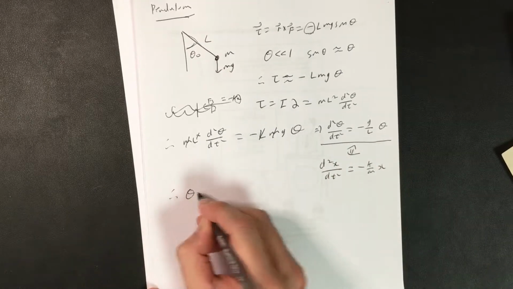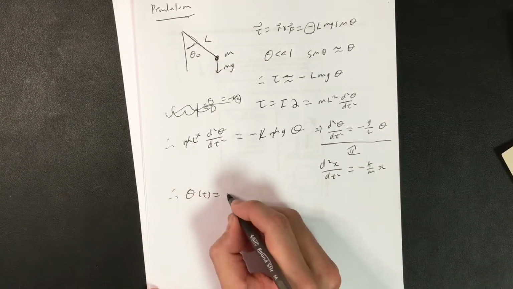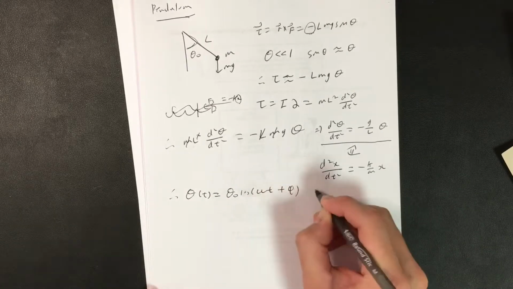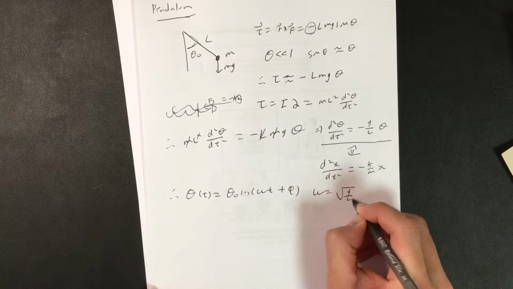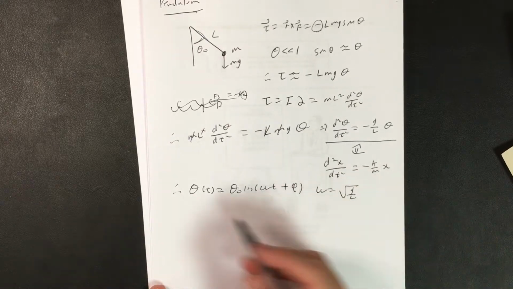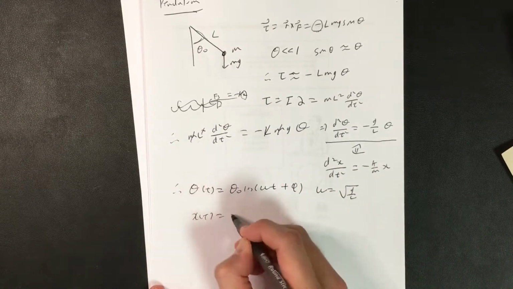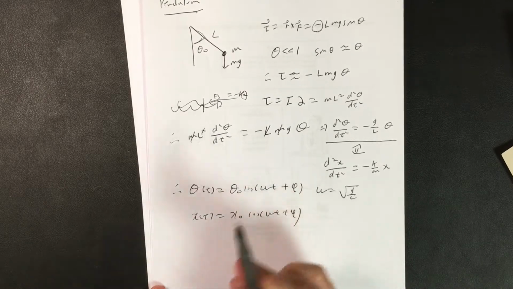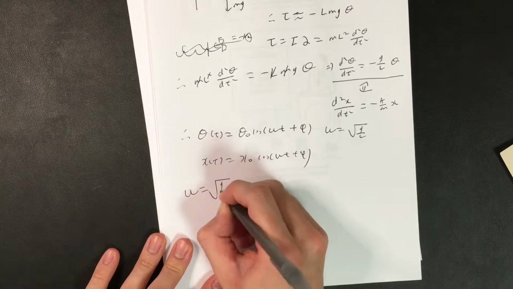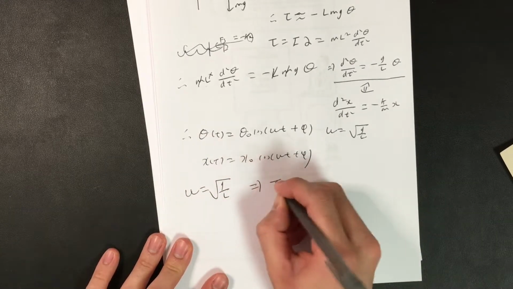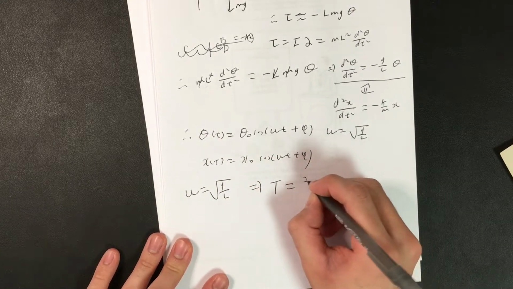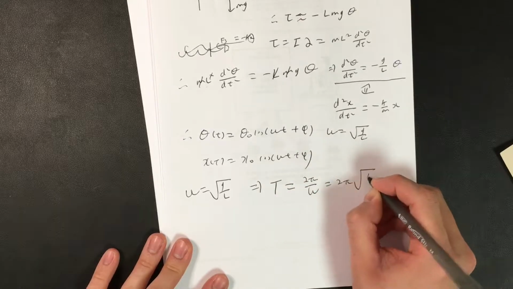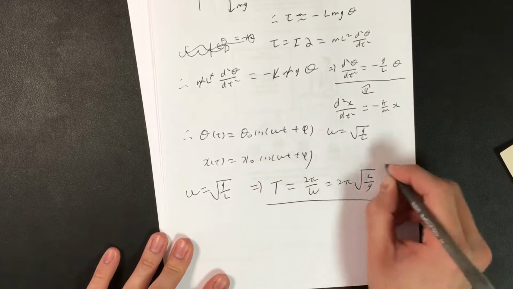Therefore, theta of t is going to be theta naught times cosine of omega t plus phi, where omega equals the square root of g over L, just like how x of t equals x naught times cosine of omega t plus phi. Now, since omega equals the square root of g over L, the period of the motion, which equals 2 pi over omega, equals 2 pi times the square root of L over g.